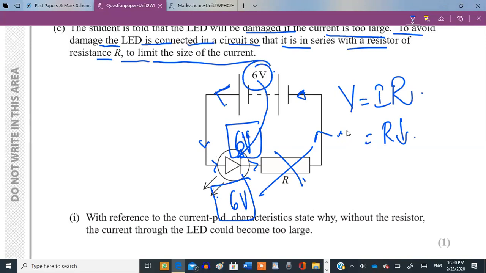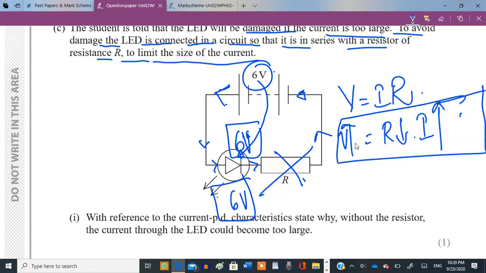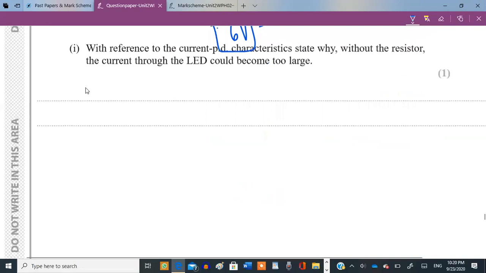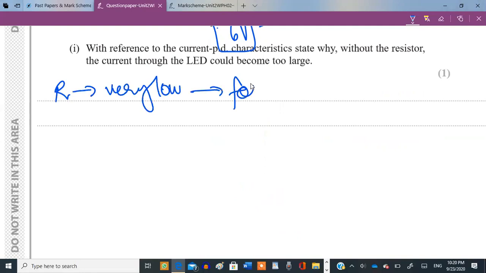And since the resistance is low and the voltage is high, automatically the current flowing through it is going to become very large because of Ohm's law. So you have to mention this down: the resistance of the diode is very low due to the forward biased configuration.